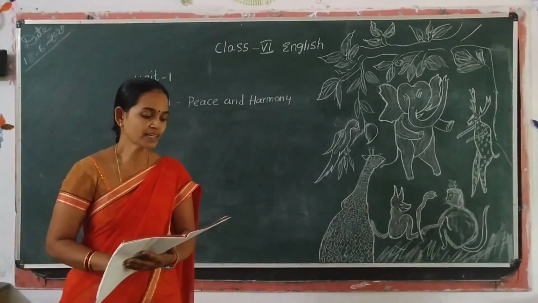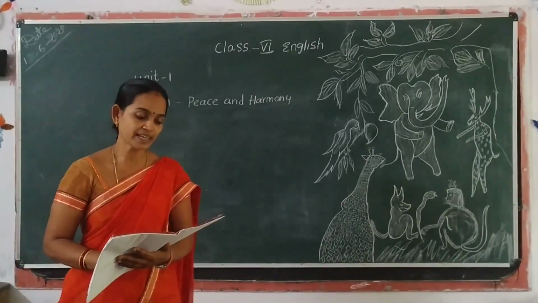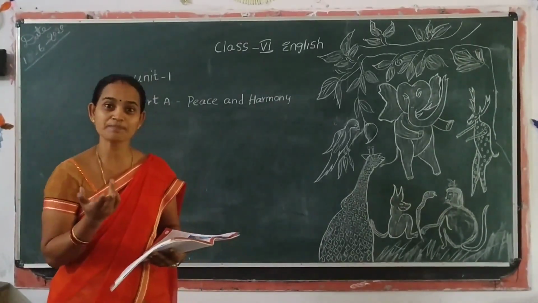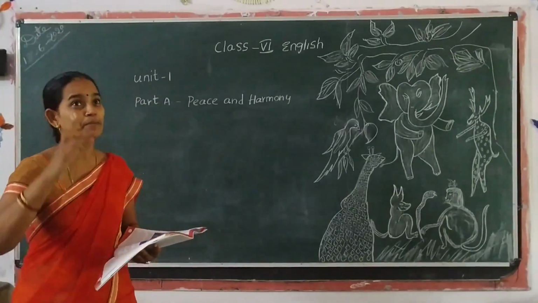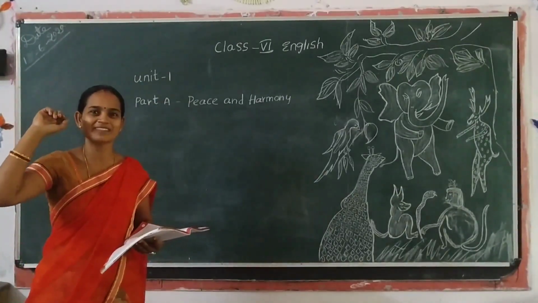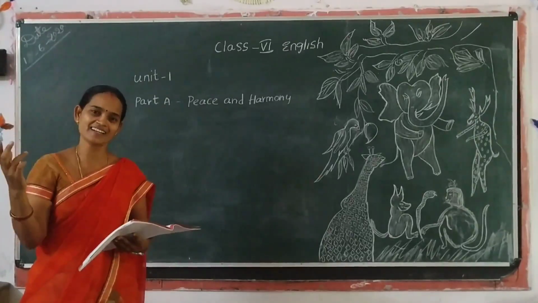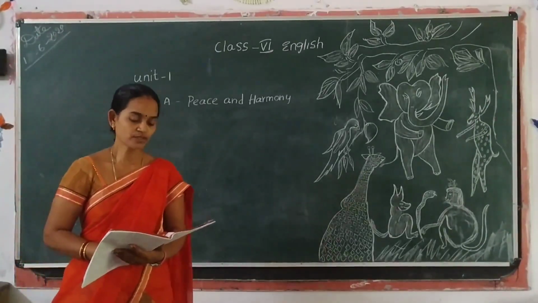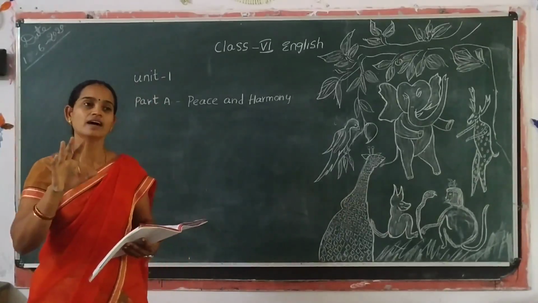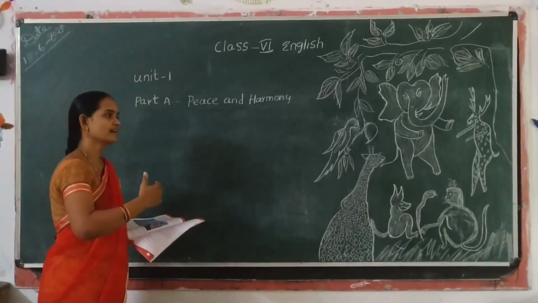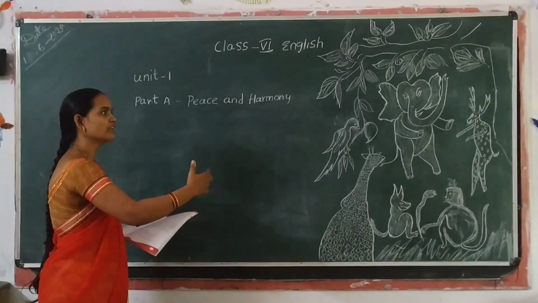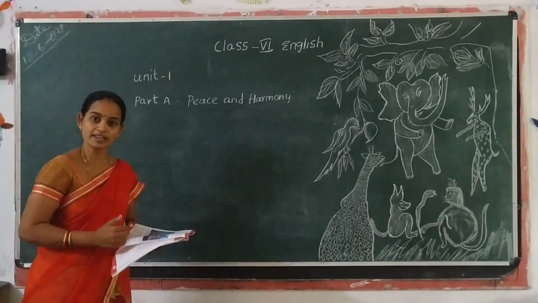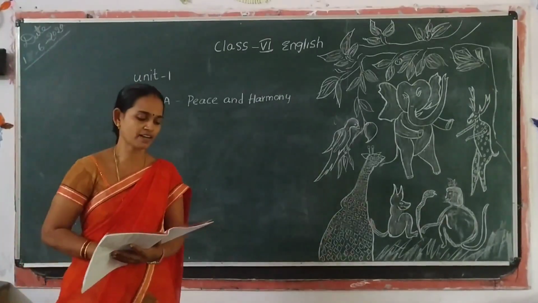They called the moon and his friends, the stars, to be the guests of honor at their musical evening. Children, do you know who is the special guest for this program? The moon and the stars. Those are the special guests. This is the event, and the peace and harmony of the animals living together in the forest. Okay? So next, what happened? Let us see in the next paragraph.